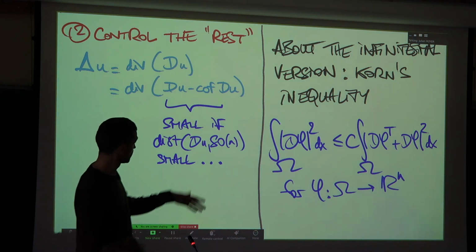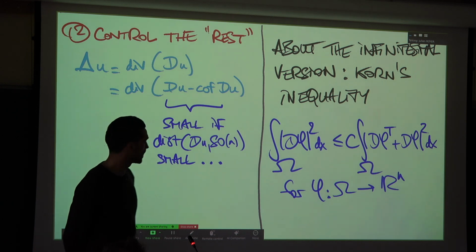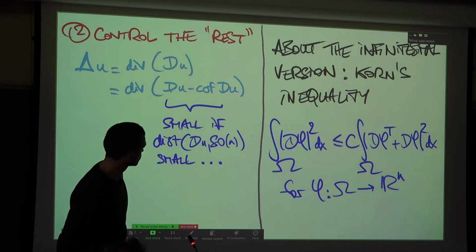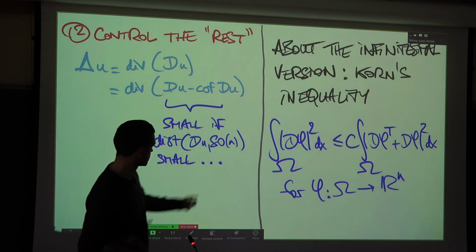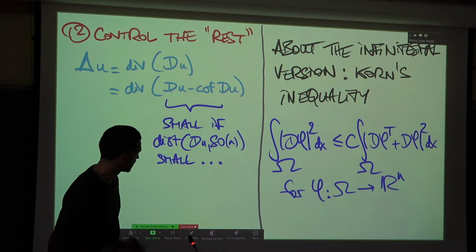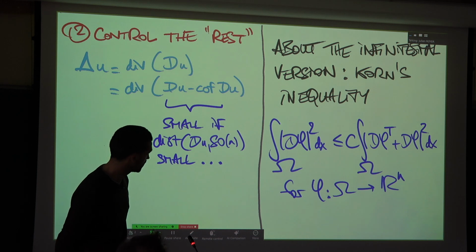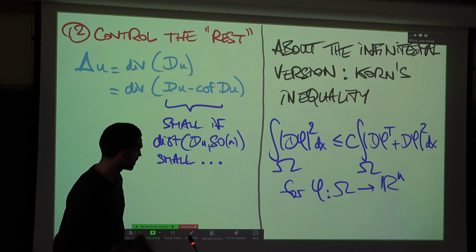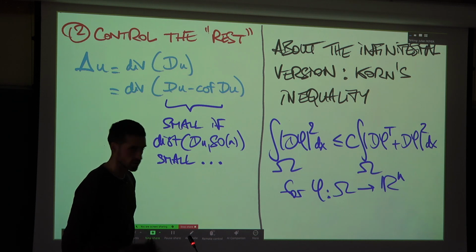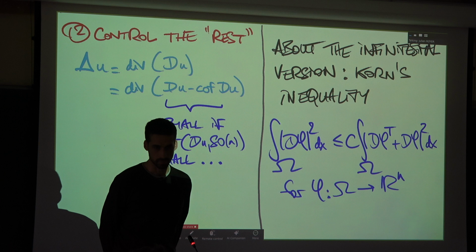So the infinitesimal version was known for a long time, and it actually has a name. It's called Korn's inequality. So this is again what I write here on the slide on the right. So again, what is it telling us? It's telling us the integral of grad phi squared is less than a constant times the integral of the squared of just the symmetric part of the Jacobian matrix of phi.